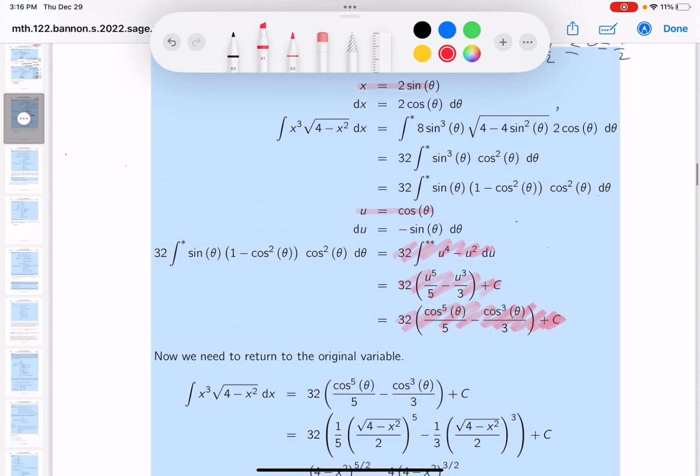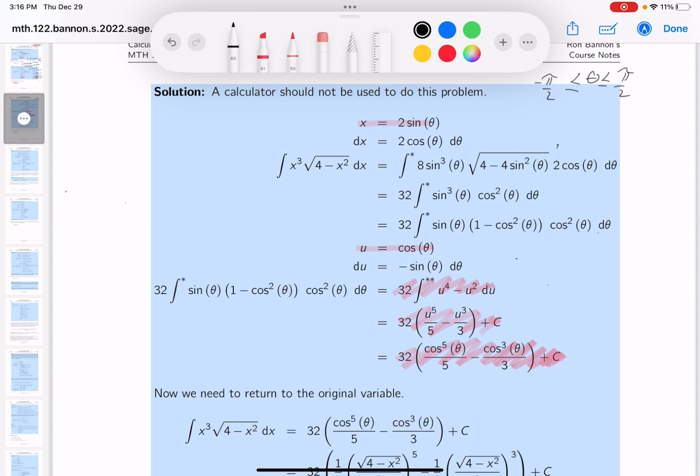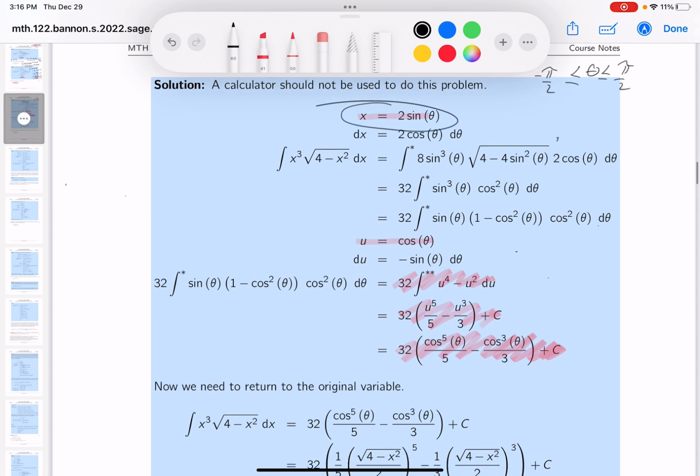And so I've got to remind myself what that is. And it's right over here. Let me write this down for you. x equals 2 sine theta, and we set it up saying that theta is between minus pi over 2 and pi over 2. All right, let's take a look at this. You get x over 2 equals sine of theta.